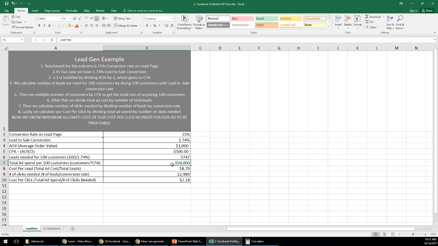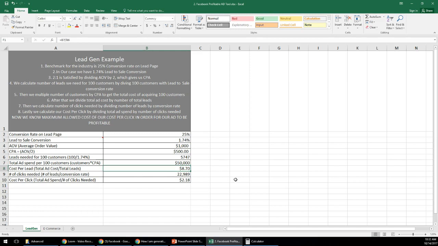And how did we calculate that? Well, we know that our cost per acquisition is $500, and we're trying to calculate how much it would cost for 100 customers. So customers times cost per acquisition of 500 gives us $50,000. Keep in mind that this is where we're saying acquisition. This is where we're trying to calculate how much it is going to cost us in ad spend to generate 100 customers. We're talking about paying customers, the ones that purchase our product.